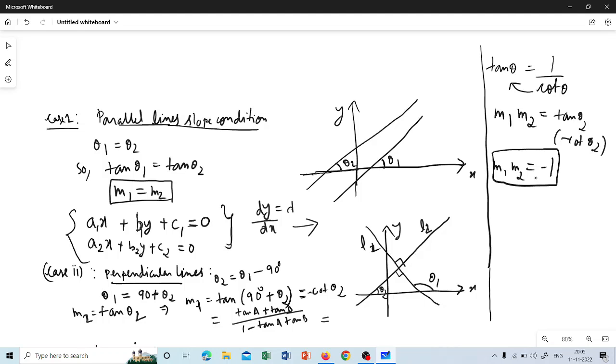This is the condition: if the multiplication of the slopes is minus 1, or I can say m2 is equal to minus 1 by m1, or m1 is equal to minus 1 by m2, then these are perpendicular lines. Condition for perpendicular lines. How do we know? You see how powerful the slope is. We don't know anything about the lines, but if we know the slopes, then we can say whether lines are parallel to each other or perpendicular to each other.